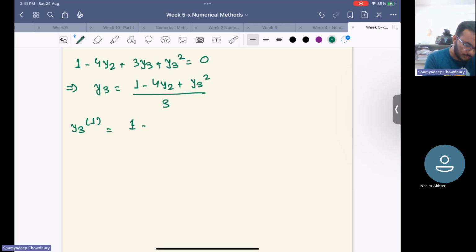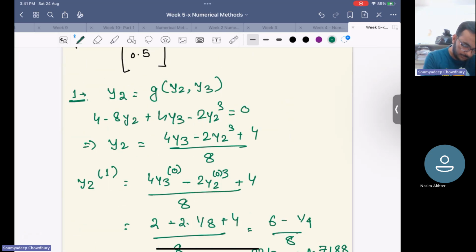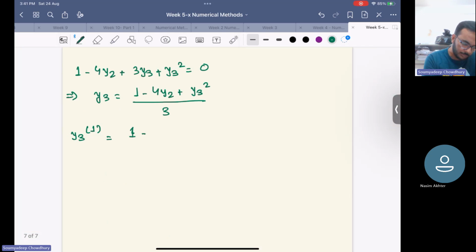So therefore y3 at the first step will be, one second, I'm doing it wrong. I think here, 8y2, if we take here, it will be same. Here 3y3, it should be different, right? Minus should be there. Is it correct, the equation? Can you check once? Okay, fine. So it is minus 1 plus 4y2 of 0 minus y3 of 0 square by 3.